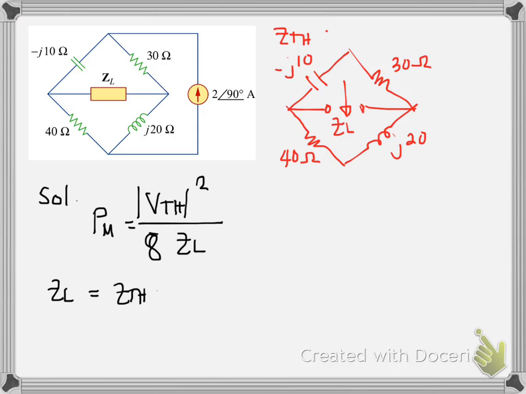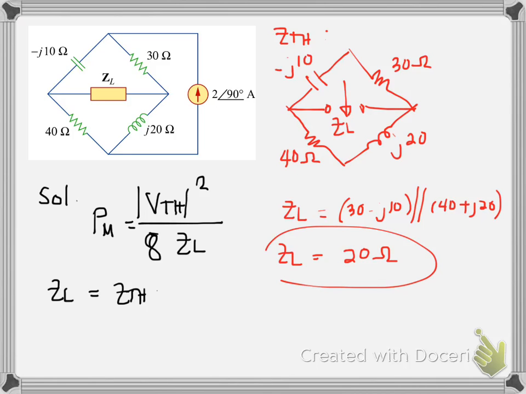Okay, so let's solve for the equivalent impedance. ZL is equal to, okay, we have 30 minus J10 in parallel with 40 plus J20, and the result for this ZL is equal to 20 ohms. Answer.